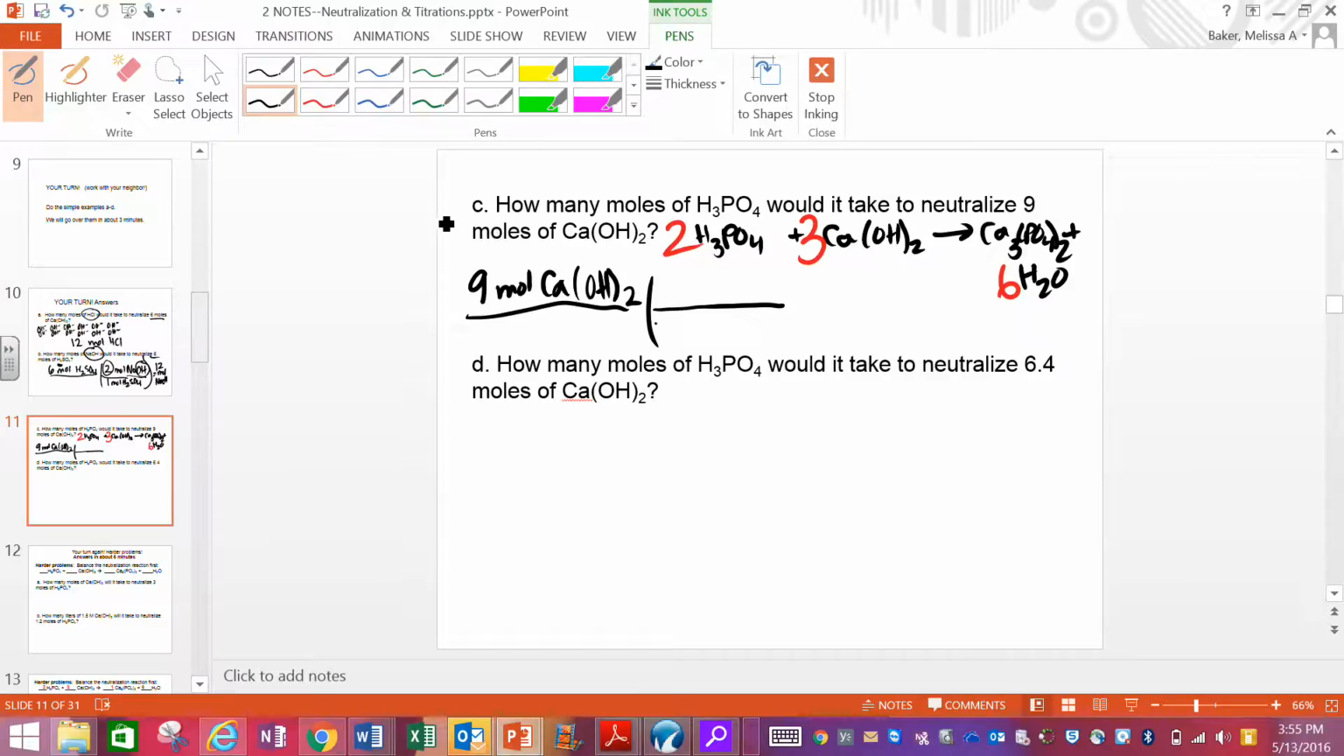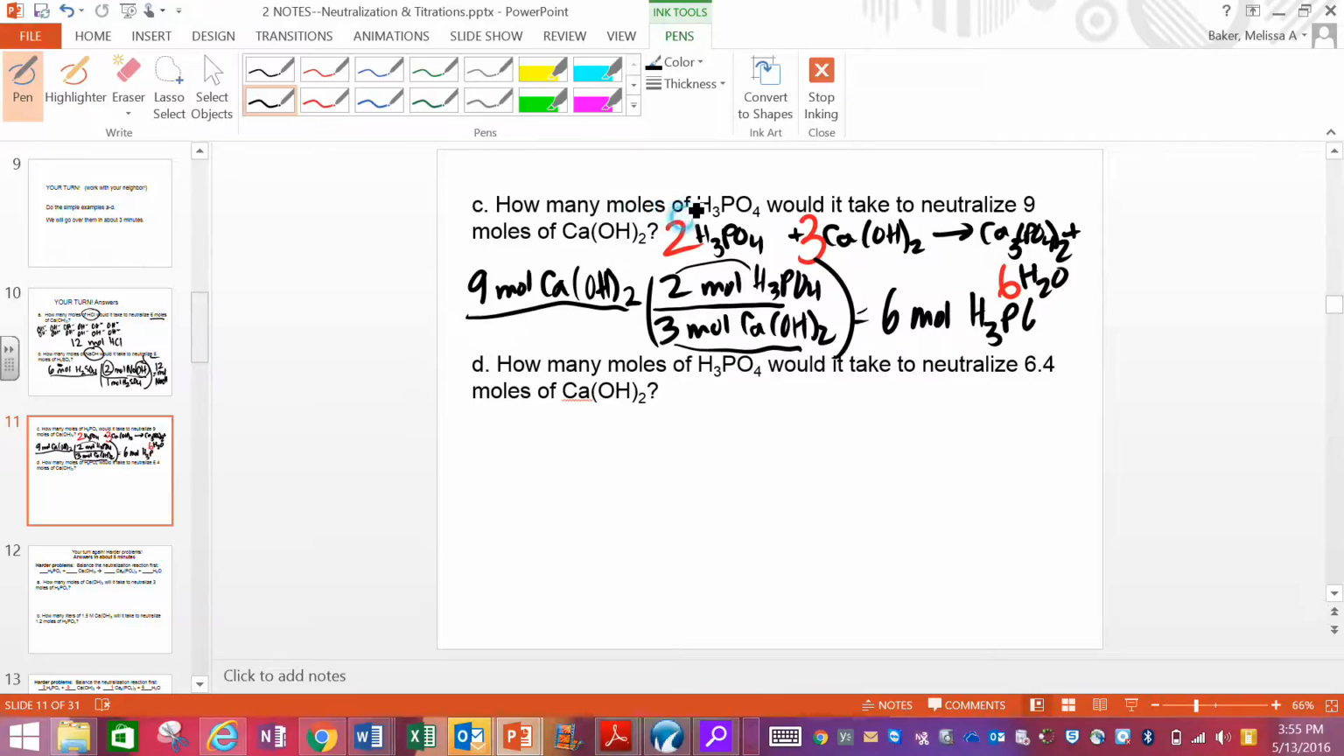Well, let's use the mole-to-mole ratio. For every 3 moles of Ca(OH)2, I need 2 moles of H3PO4. Notice 3 times 2, 6 hydroxides, 2 times 3, 6 hydrogen ions. That's why that's balancing out. But if I have 9 moles of Ca(OH)2, I'm going to do 9 times 2 divided by 3. The answer is 6 moles of H3PO4. This makes sense. 6 times 3 is 18 hydrogen ions to cancel out 9 times 2, 18 hydroxide ions.